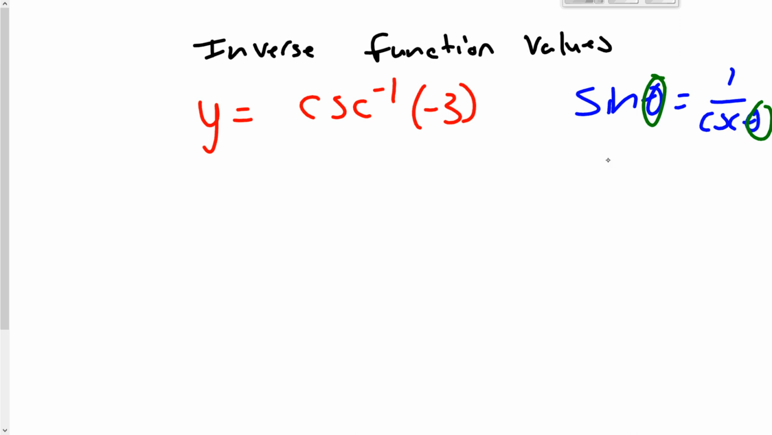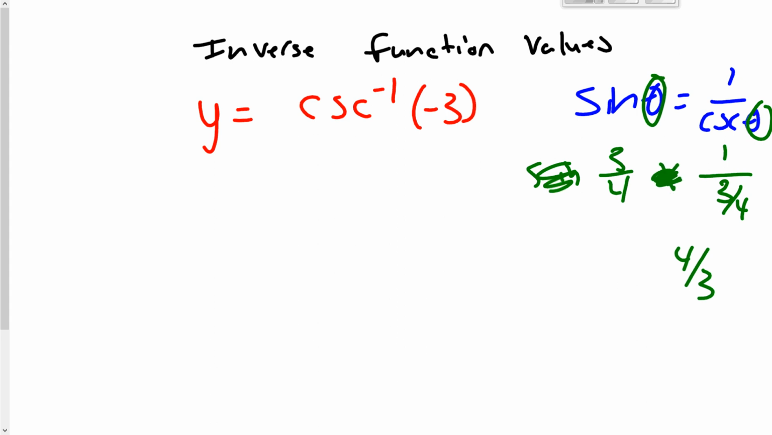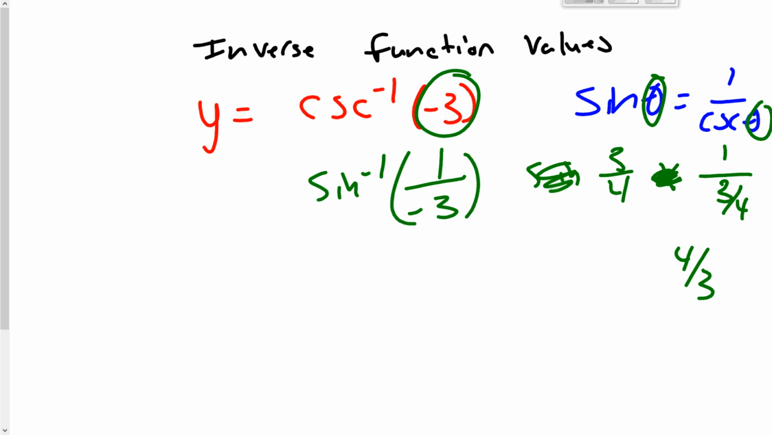What I do flip, if sine of theta, say, is 3/4, then cosecant would be 1 over 3/4, so if sine equaled 3/4, then I'd flip this and get 4/3, right? So those aren't actually equal, so I would flip my answer. That means I'm going to flip this -3, so I'm going to get 1 over -3, and then I'm going to do the inverse of sine on my calculator.